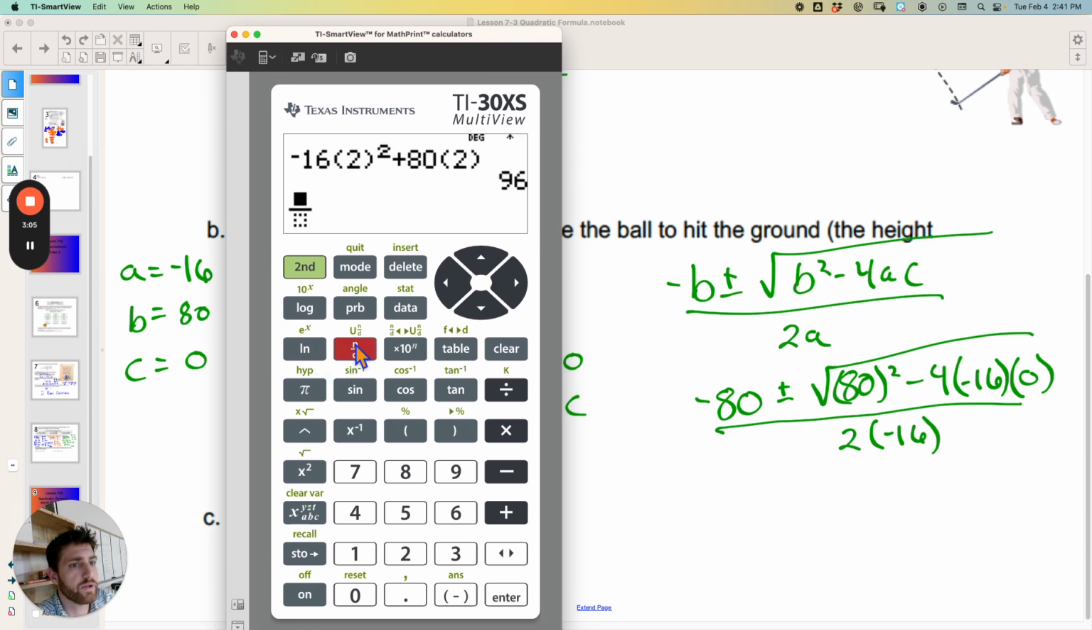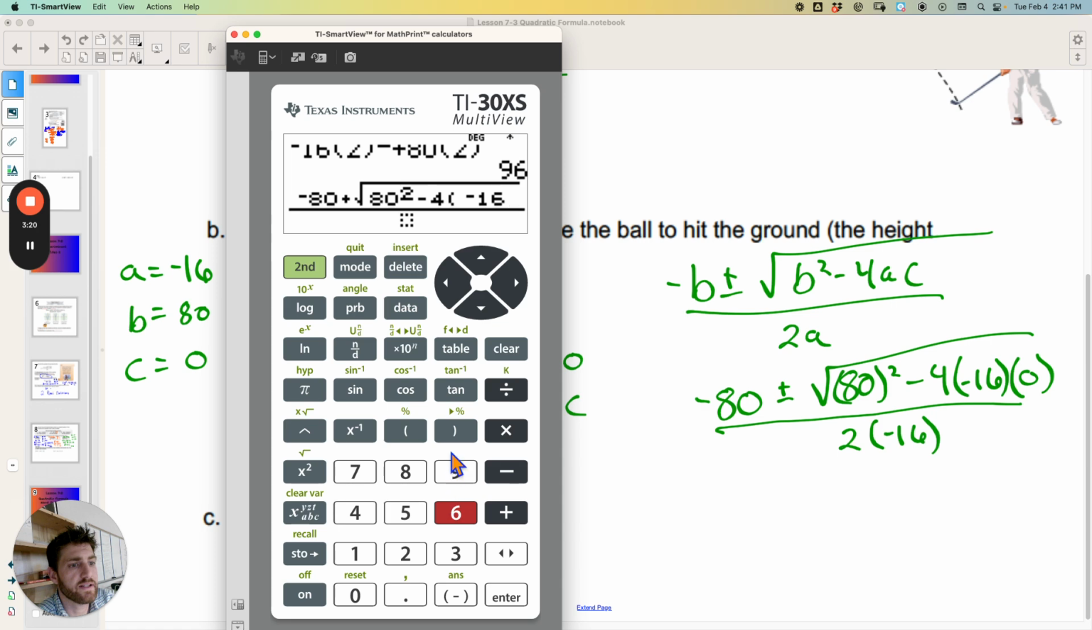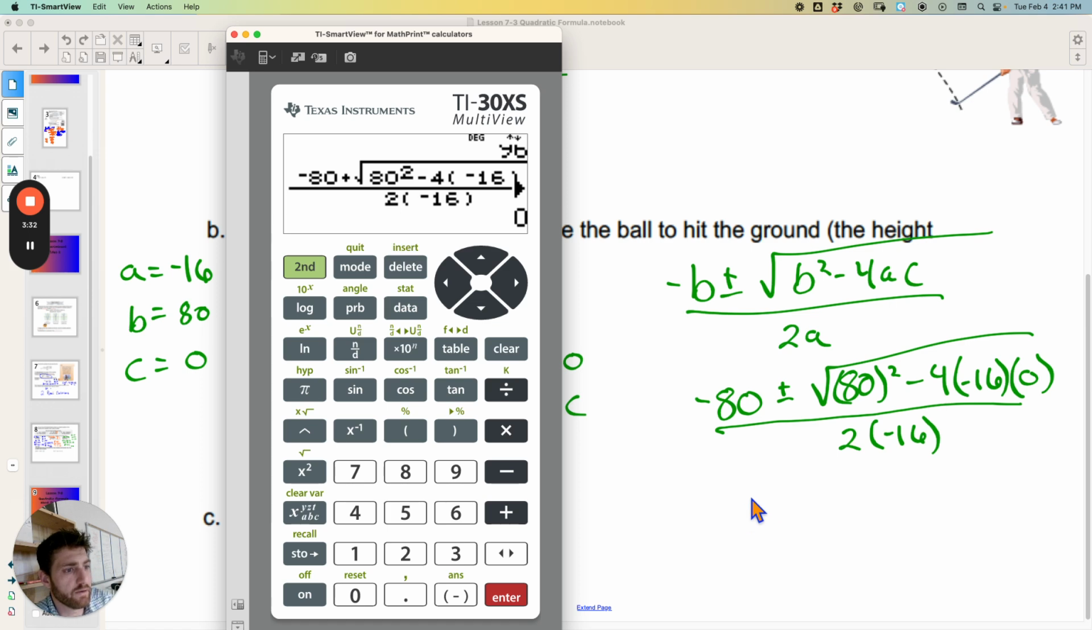So we'll do n over d, negative 80 plus the root of 80 squared minus 4 times negative 16 times 0, all over 2 times negative 16. And this is going to give me 0. And that makes sense if you think about it.